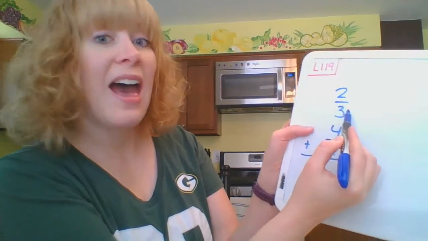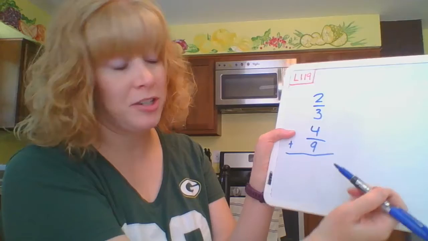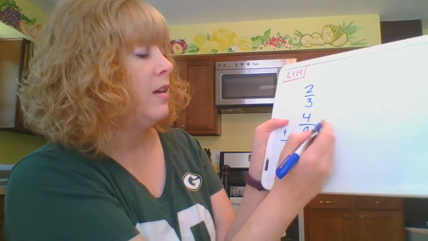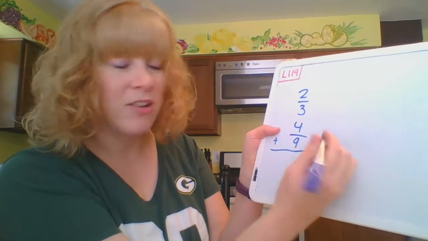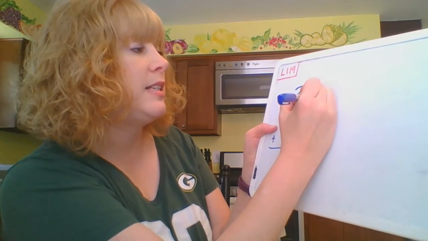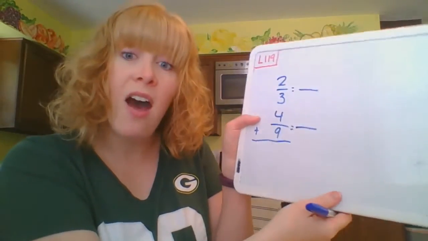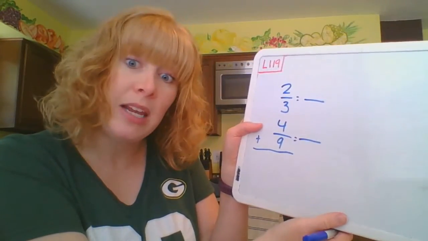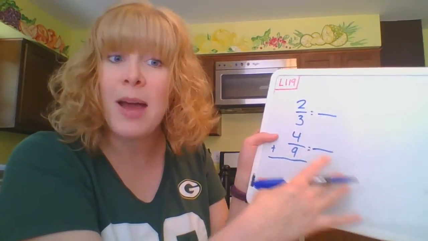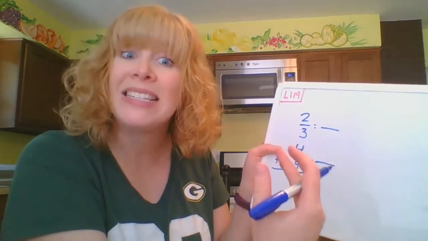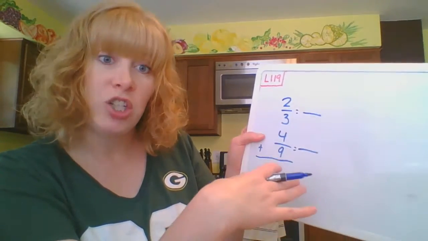Now, I do not have common denominators. 3 and 9, I can't just add my 2 and my 4 because my denominator is not the same. So I'm going to need to change these to fractions that have common denominators. And so I'm going to have to look for the lowest common denominator. What's the smallest denominator that they would both have in common? My least common multiple. And that's what I'm going to have to use to change these.